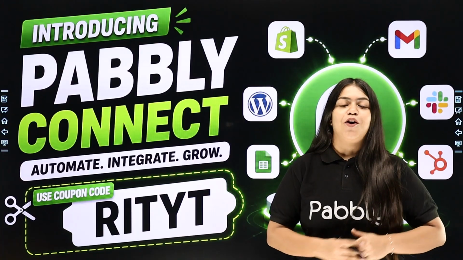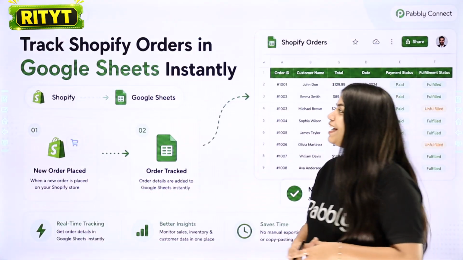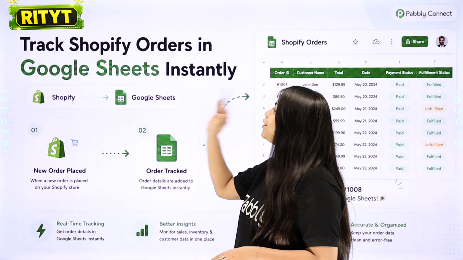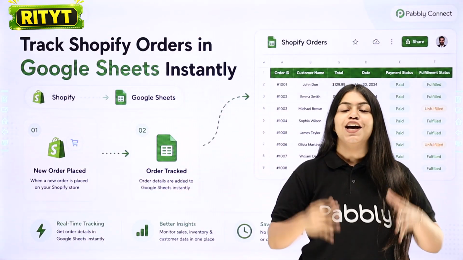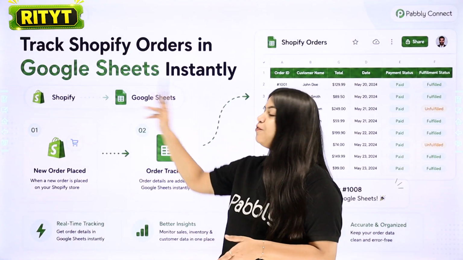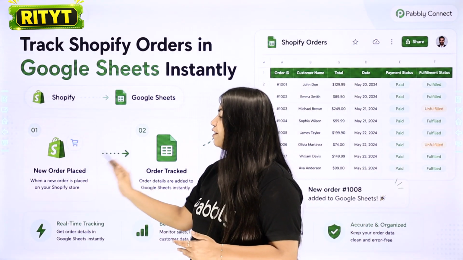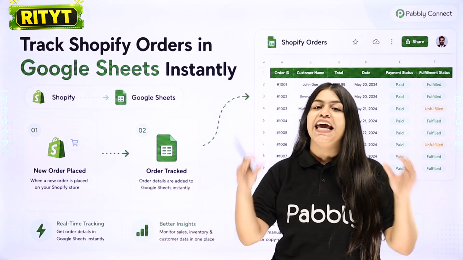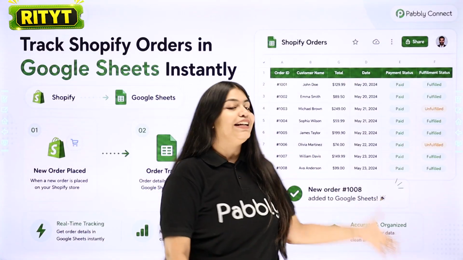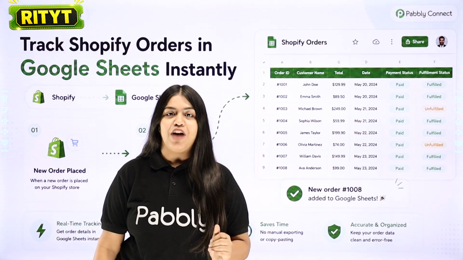So let's see these automations one by one. So the first automation for today is track Shopify orders in Google Sheets instantly. Using Pabbly Connect, you can simply create a connection between Shopify and Google Sheets in such a way that whenever a new order is placed on your Shopify store, instantly the details will be added in your Google Sheets. And you can also see the preview of the same right over here.